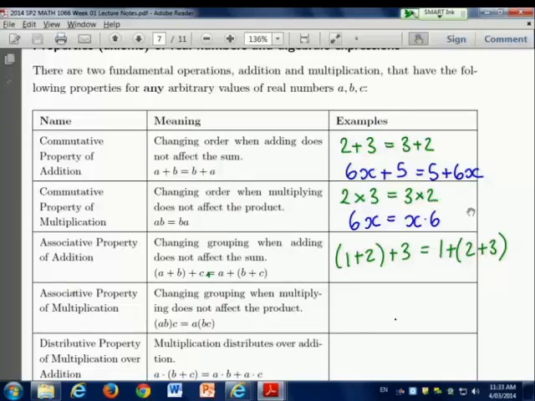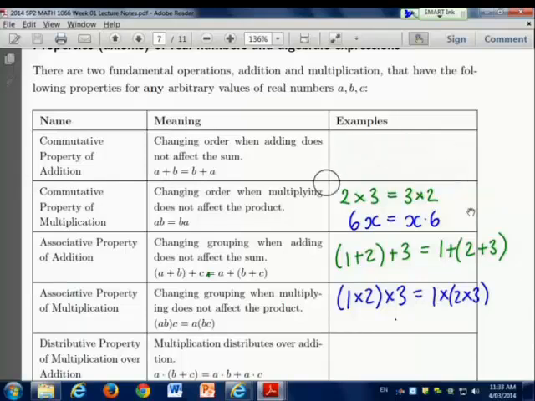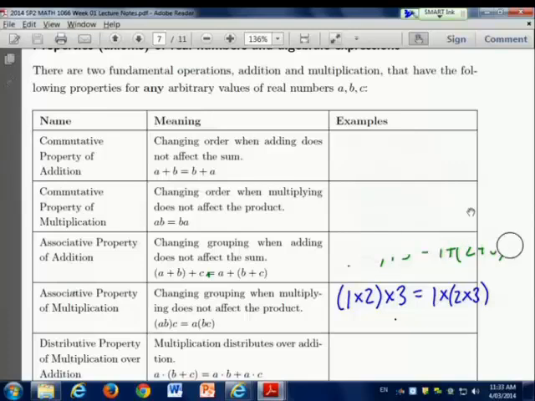Associative property of multiplication. When you're multiplying a bunch of things together, it doesn't matter what you multiply together first. 1 times 2 times 3 is the same as 1 times 2 times 3 with different grouping, and they're all equal to 6 as well. The next one requires a little bit more attention. So I'm going to scrub these and use this space to talk about the distributive property of multiplication over addition.